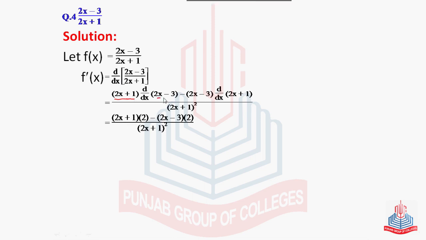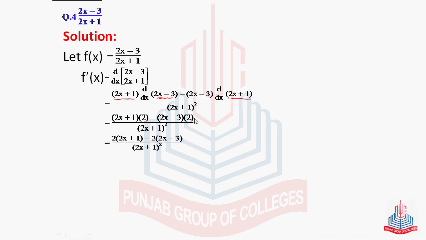When we apply derivative of this part 2x minus 3, using a theorem, derivative will apply on 2x and derivative will apply on 3, but 3 is the constant term, so the derivative will become 0. We have left only 2x, so derivative of x will become 1 into 2 will become 2, minus (2x minus 3) as it is, and in the same way derivative of 2x plus 1: the constant term's derivative will be 0. Derivative of 2x will be 2, as derivative of x is 1. So 1 into 2 will become 2.